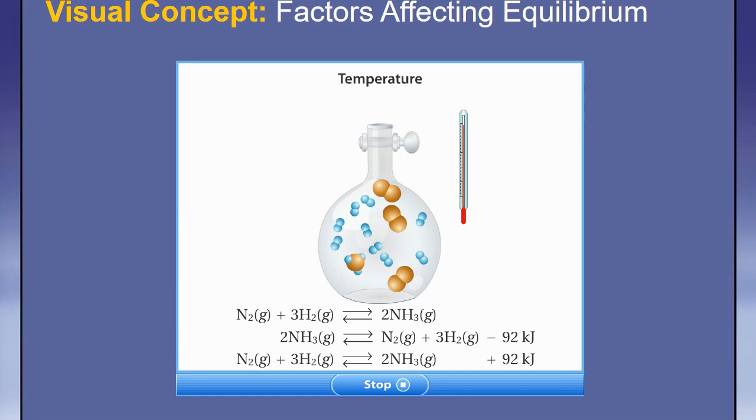And exactly the opposite, if you have a reaction or part of a reaction that's actually giving off energy, then it's going to try to absorb the energy, and so it's going to react in such a way to do that.